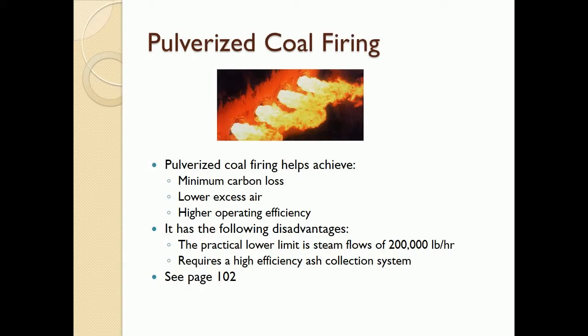Pulverized coal firing. Pulverized coal firing helps achieve minimum carbon loss, lower excess air, and higher operating efficiency. It has the following disadvantages. The practical lower limit is steam flows of 200,000 pounds per hour, and it requires a high-efficiency ash collection system. See page 102 in your book.